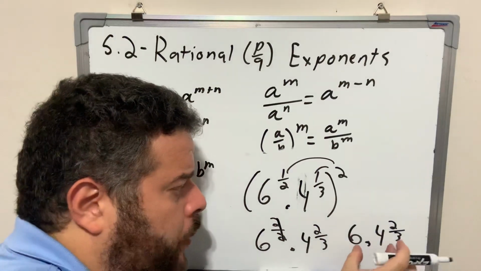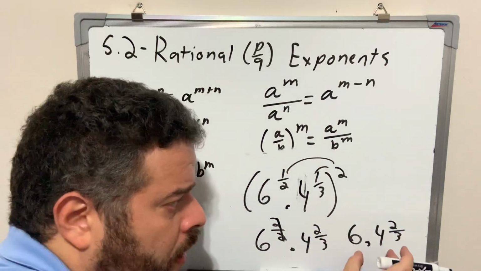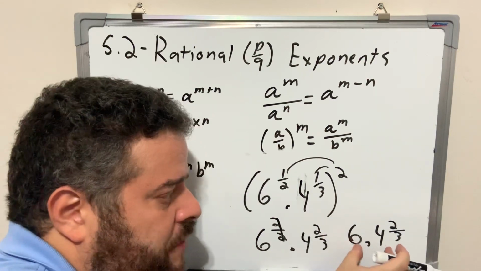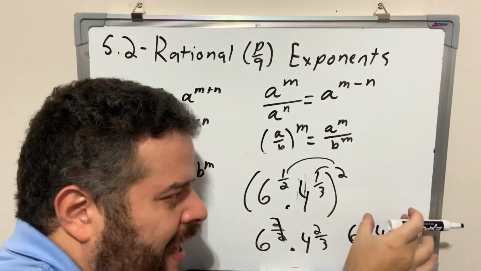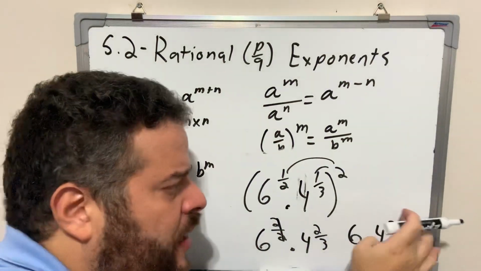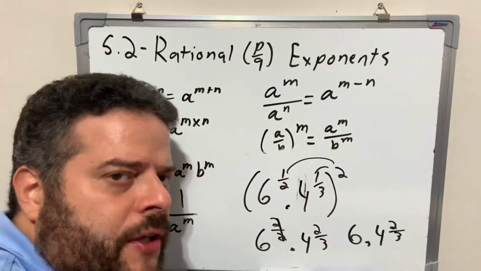Again, Profe, what do I do here? You can't do anything. For you to do something here, either the bases have to be the same or the exponents have to be the same. Since you're not getting either case, you just leave it like that. There's nothing you can do.